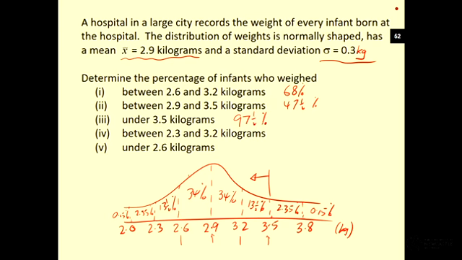Between 2.3 and 3.2, it's between there and there. We did one of them on the previous page. 81.5% that ended up being. And under 2.6, well, that's from here and under. It's that plus that plus that. 13.5 plus 2.5, well, it's 16 again. We already had one similar to that. Okay, that's how our percents come.